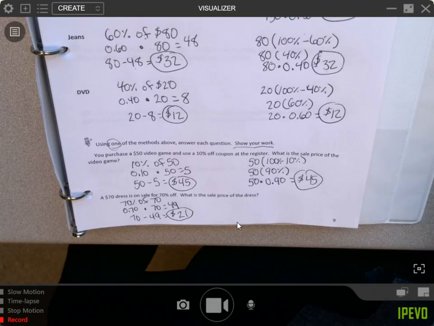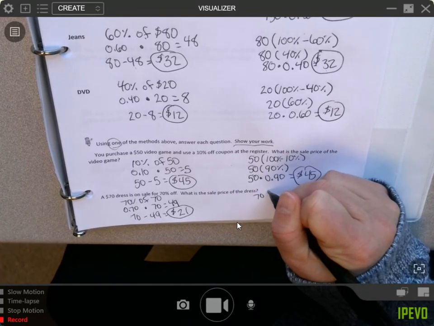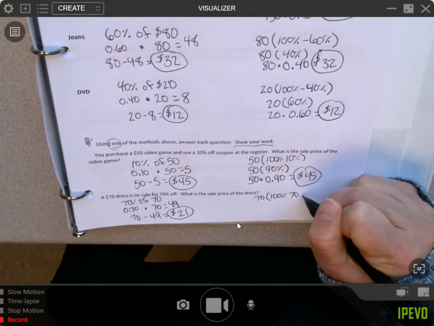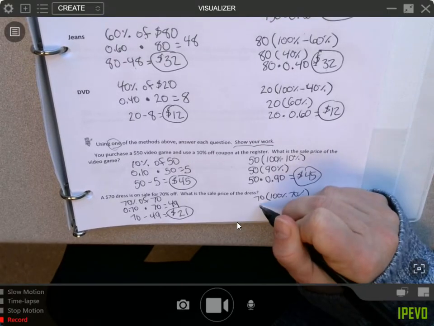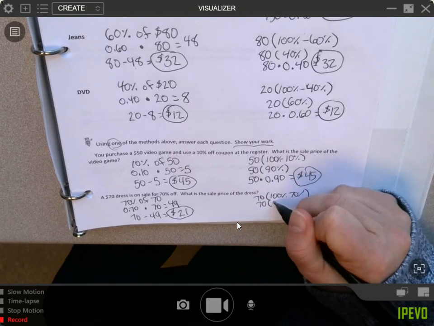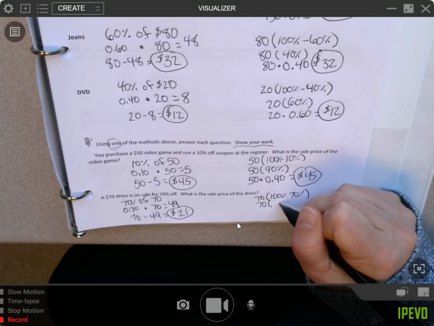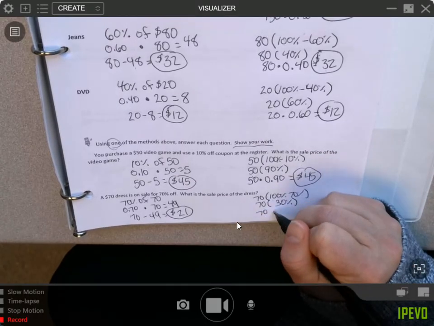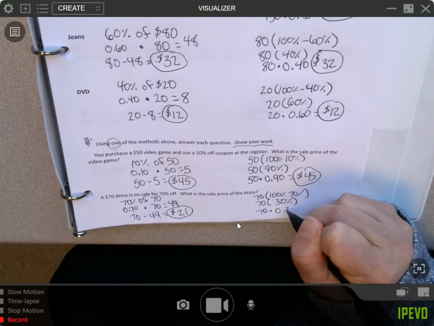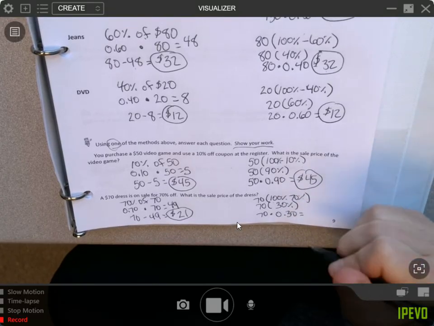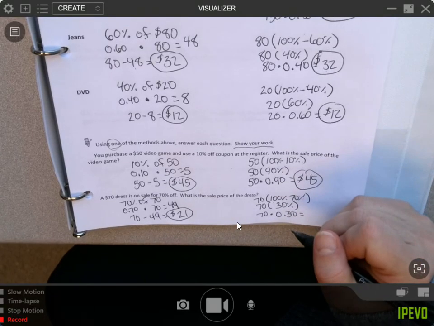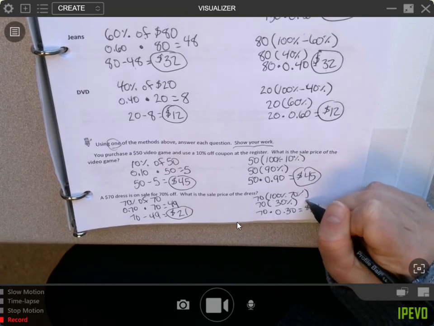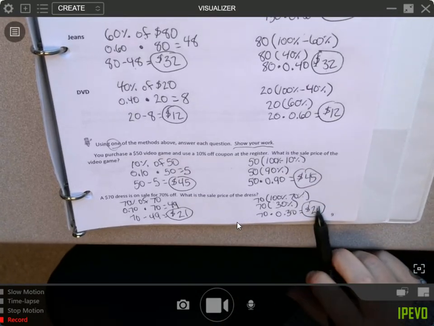James? Do 70, parenthesis, 100% minus 70%, and then another parenthesis. So that's 70, and in parentheses, what's 100 minus 70? 30. 30%. So then we do the multiplying. It's 0.30, then I multiply it by that 70, and what did you get? $21. So either way, we get the same answer.